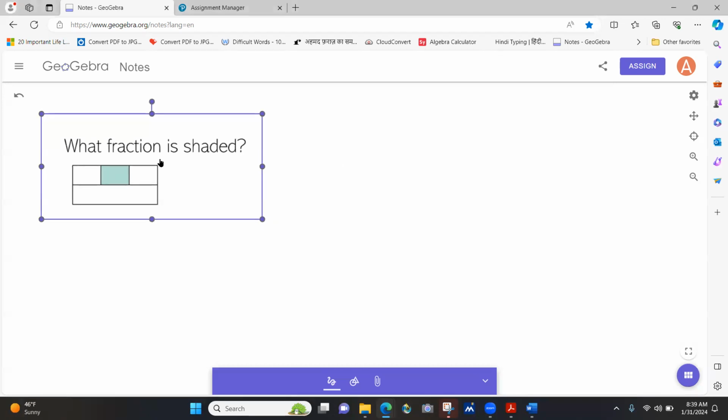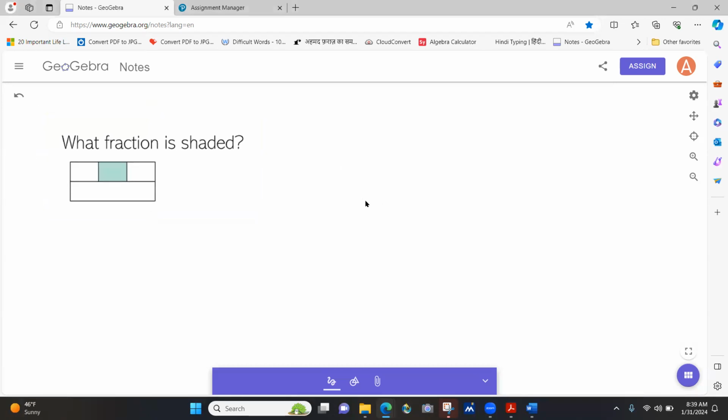So these are problems from your fractions chapter. Let's do this one. I have a picture and it says what fraction is shaded. Clearly, you can't say the answer is 1/4 because the parts are not equal. Okay. Now, most of you can see that.